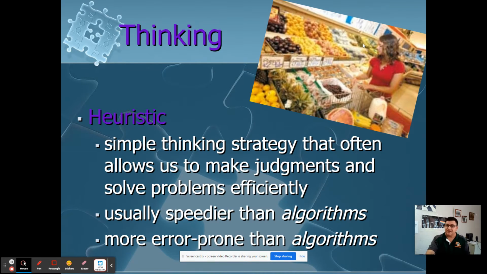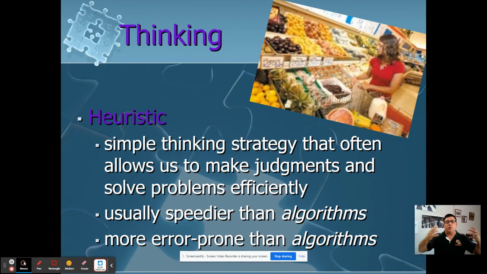All right, heuristics. This is what I tend to fall under this category. This is thinking that is more efficient and strategic. It allows you to be quick and witty. It's speedier than an algorithm, however, it is more error prone.